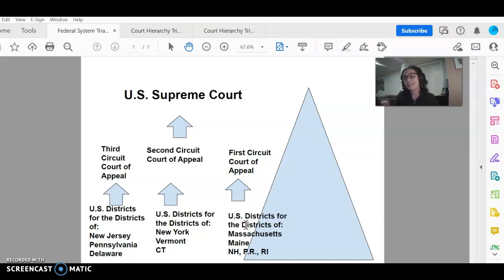Now, remember we said that every single state has at least one U.S. District Court in it. So that means there's at least 50, but there's more than that because some states have more than one district court because they're populous, like New York, for example, has more than one U.S. District Court. When these cases go up on appeal, so let's say the marathon bomber case, Dzhokhar Tsarnaev, who actually does have another appeal this year in front of the U.S.